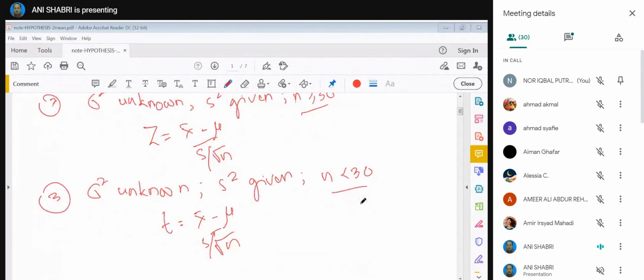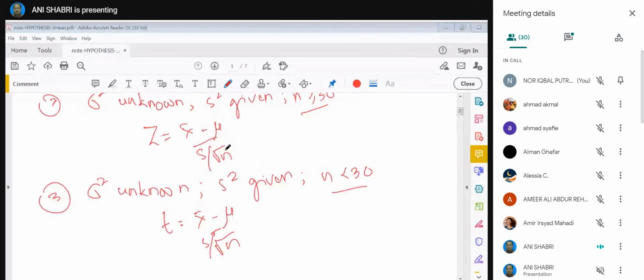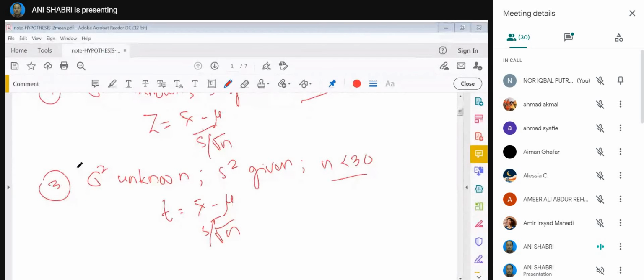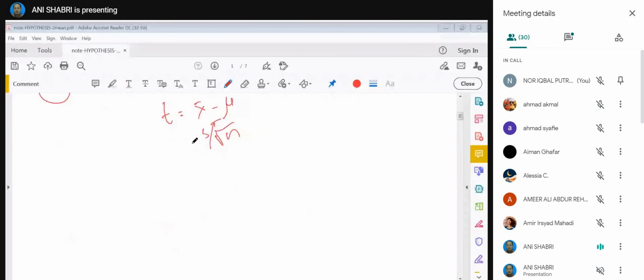This part, S minus mu, is the same. But the difference is when you want to compare: for number 2 you must use Z and the normal distribution, but for number 3 you must compare using the T distribution. That is the one difference. After that, if you want to make a conclusion about the hypothesis, you must look at the hypothesis.